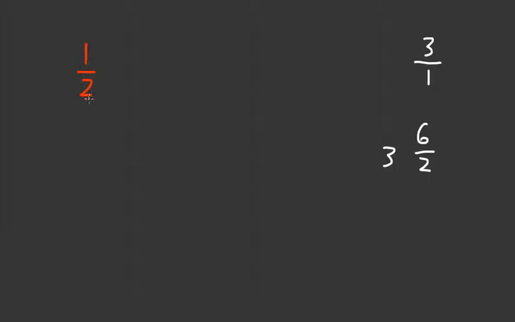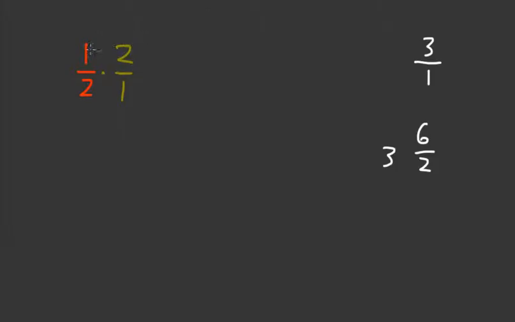So, what would be the opposite fraction of 1/2? Well, that would be 2 divided by 1. That's the opposite fraction of 1/2. It's called the reciprocal. And you know that you have the reciprocal because when you multiply the original fraction by the reciprocal, you get 1, and I'll show you that right now.